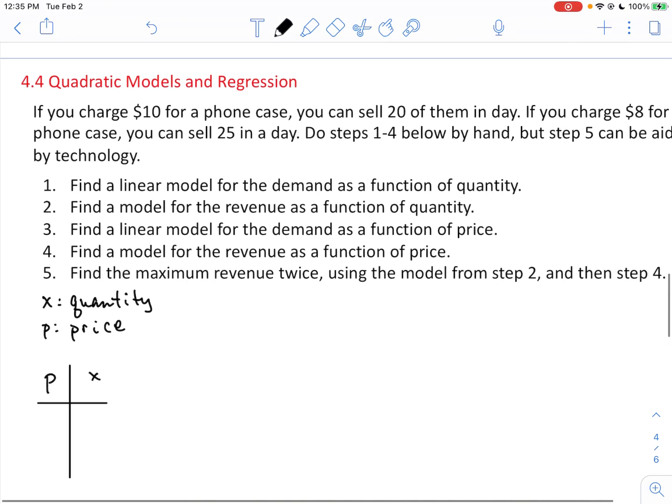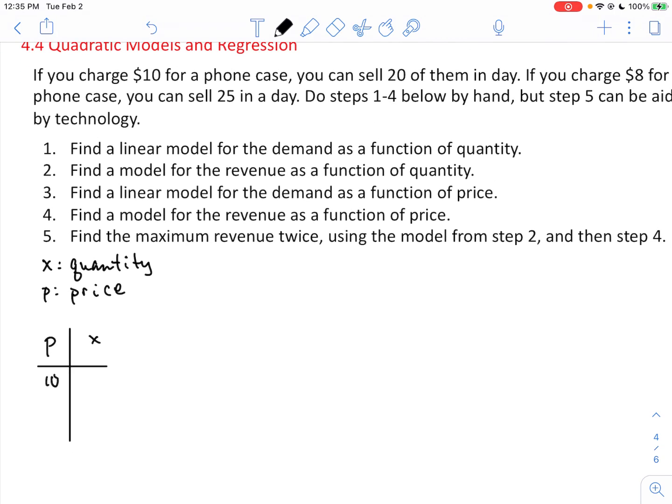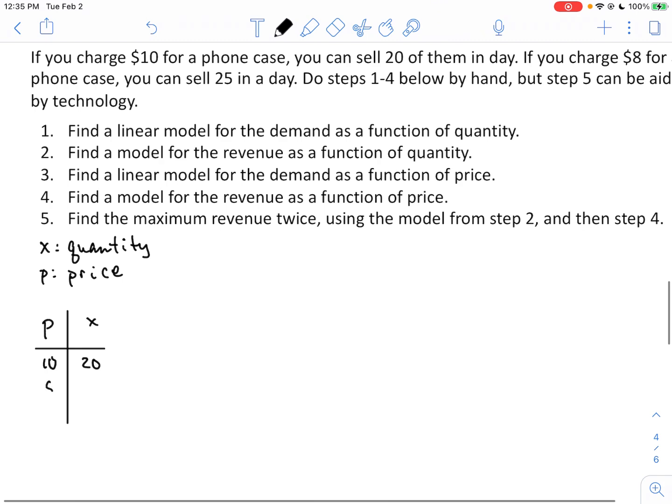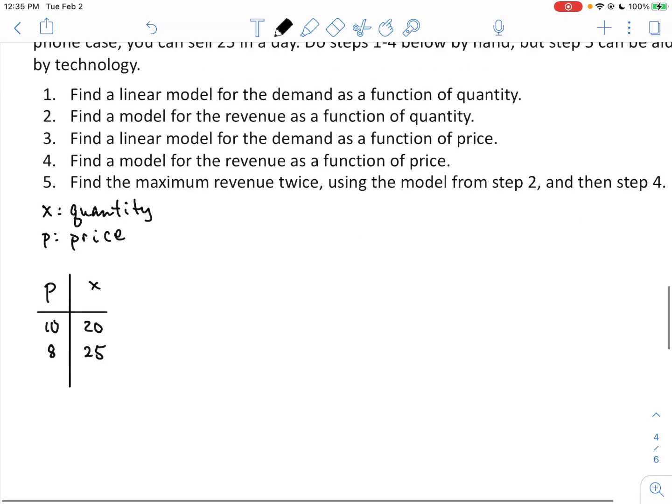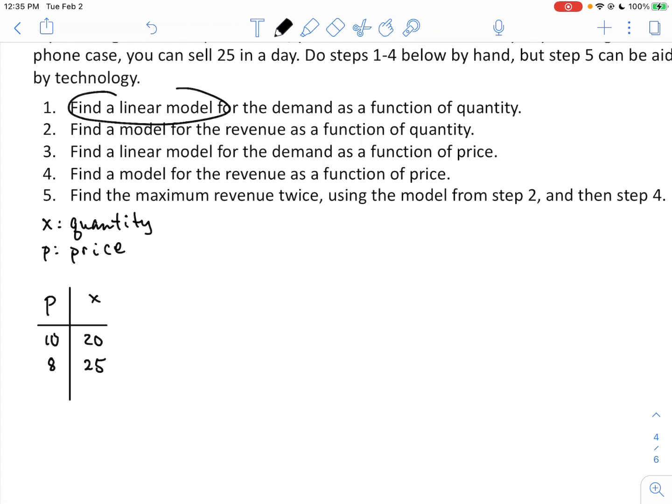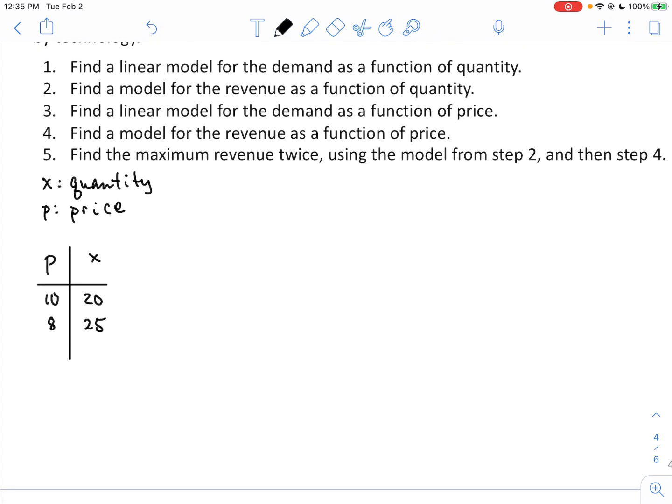We know that when the price was $10, we could sell 20. When I lowered the price to 8, I could sell 25. And these are phone cases. This says find a linear model for the demand.